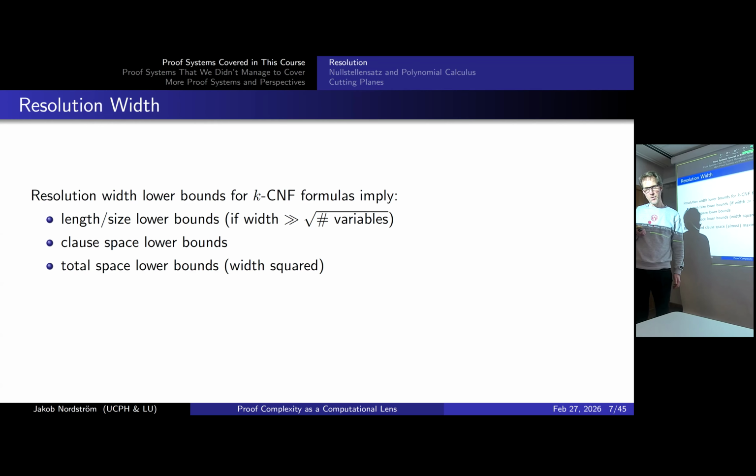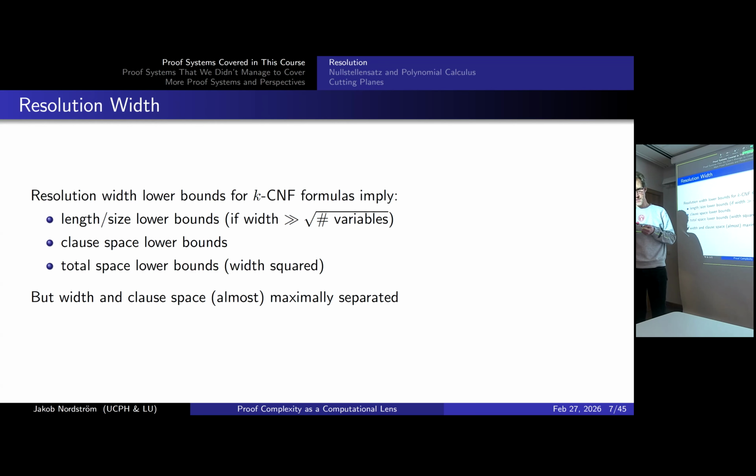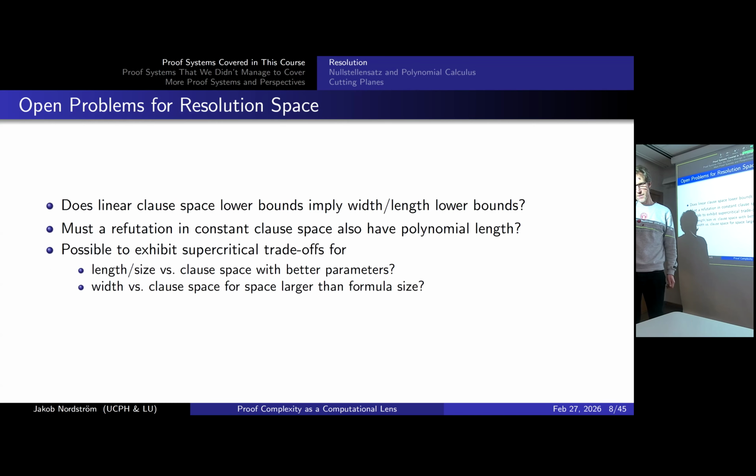We saw these results, but we also saw that width can be almost optimally separated from clause space. There are formulas that have constant width refutations but require clause space asymptotically n over log n, which is linear clause space in the worst case. And these were pebbling formulas that we also encountered later during the course on many occasions.